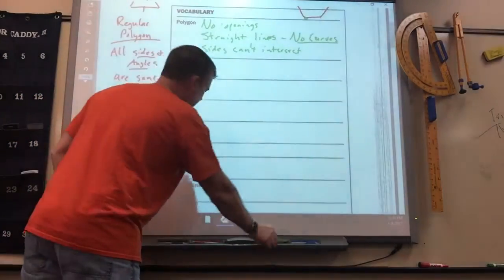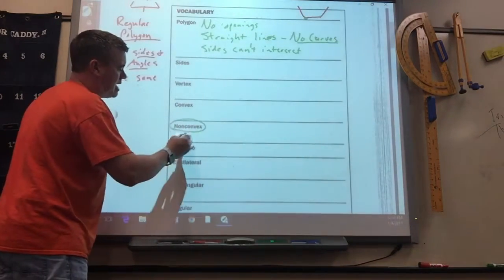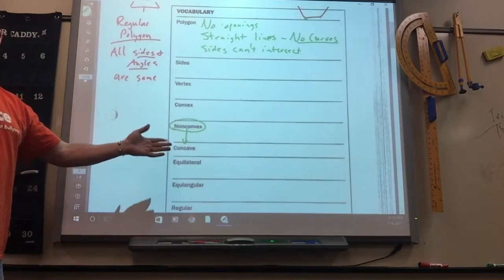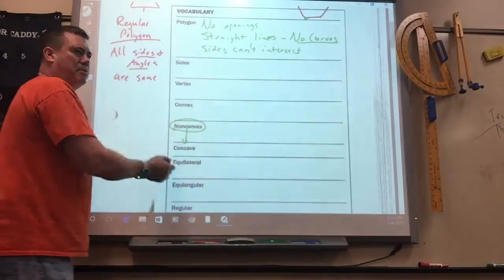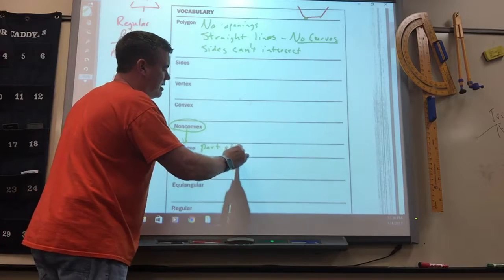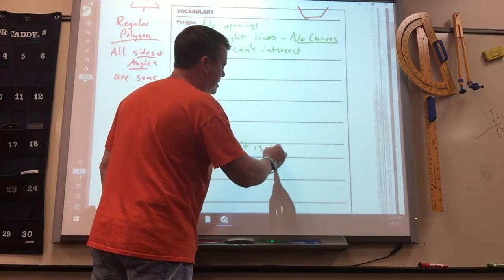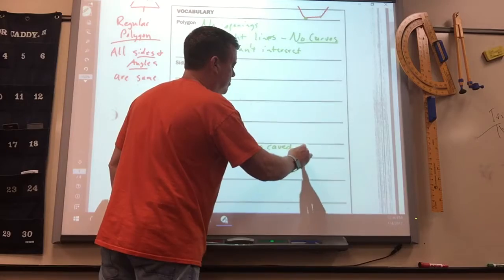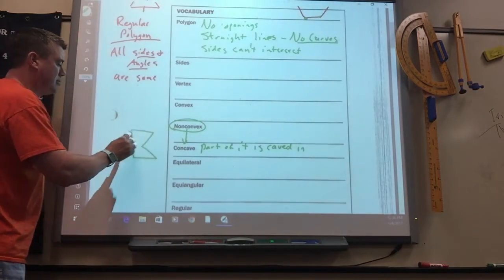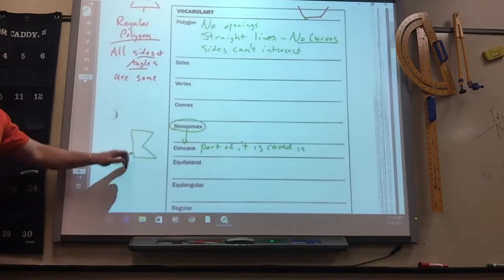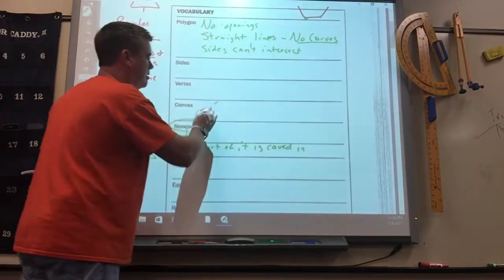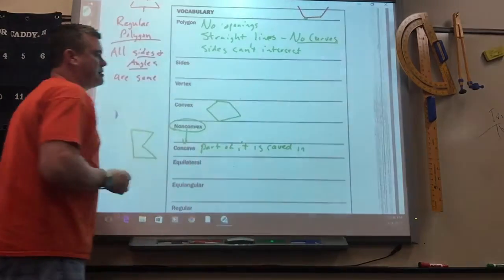Convex, and I don't know why they use non-convex. Non-convex is the same as concave. It's either convex or concave. The easiest way to remember these 2 things is concave, part of it is caved in. An example of a concave would be something like this. See, this part is caved in. That's an easy way to remember it. So if nothing is caved in, it is convex.